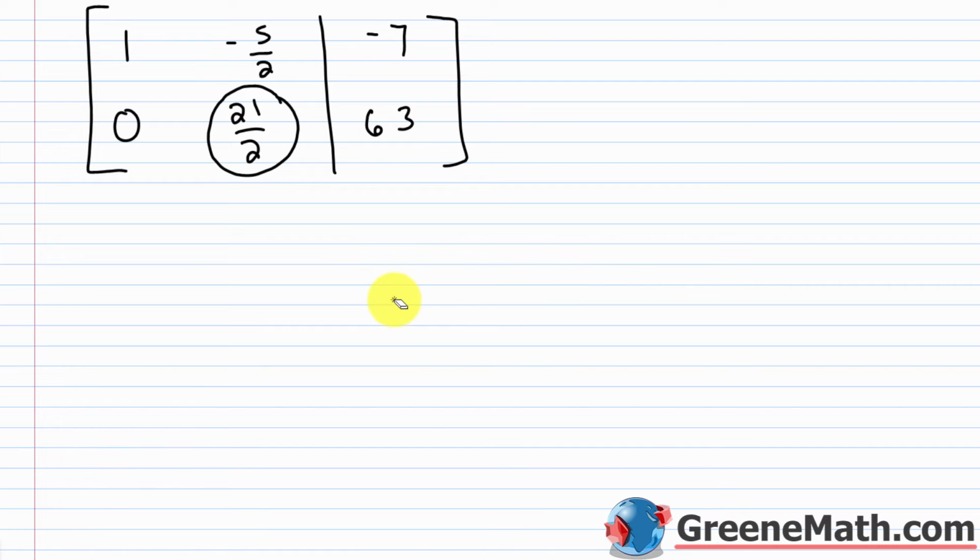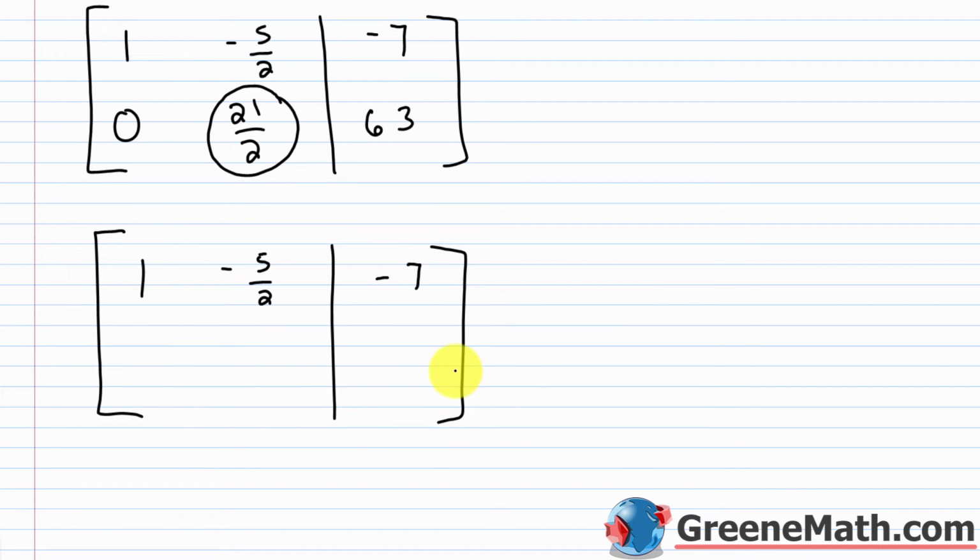So multiplying 0 by anything is 0. So let's just start out by saying this is 1, this is negative 5 halves, this is negative 7. So that's all the same. 0 again times 2 over 21 is still 0. 2 over 21 times 21 over 2 is 1. And then 63 times 2 over 21. Well, 63 divided by 21 is 3. So this cancels with this and gives me 3. 3 times 2 is 6.